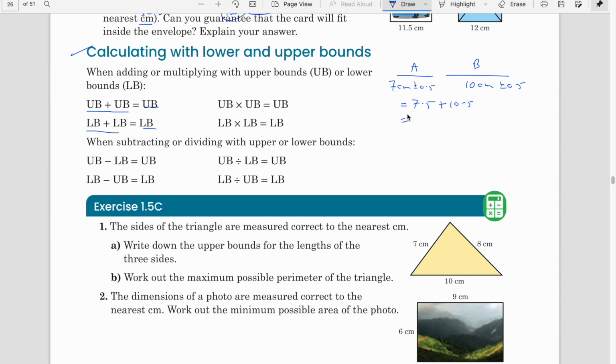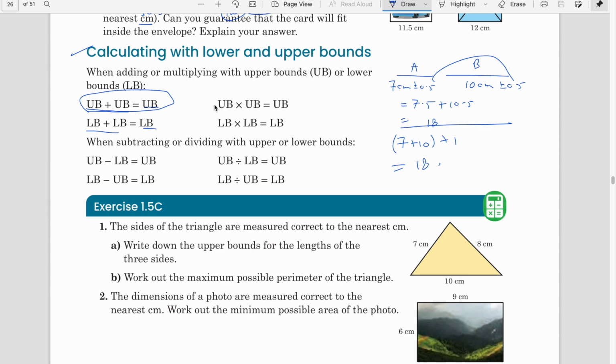The longer lengths, this is 18. This is one way. The other way could be we can do 7 plus 10, the original length, and then use this formula that add those values. So 0.5 plus 0.5 is already 1. 10 plus 7 is 17. 17 plus 1 is 18. So either we remember this or we individually add the bounds to the values or subtract it from the values.